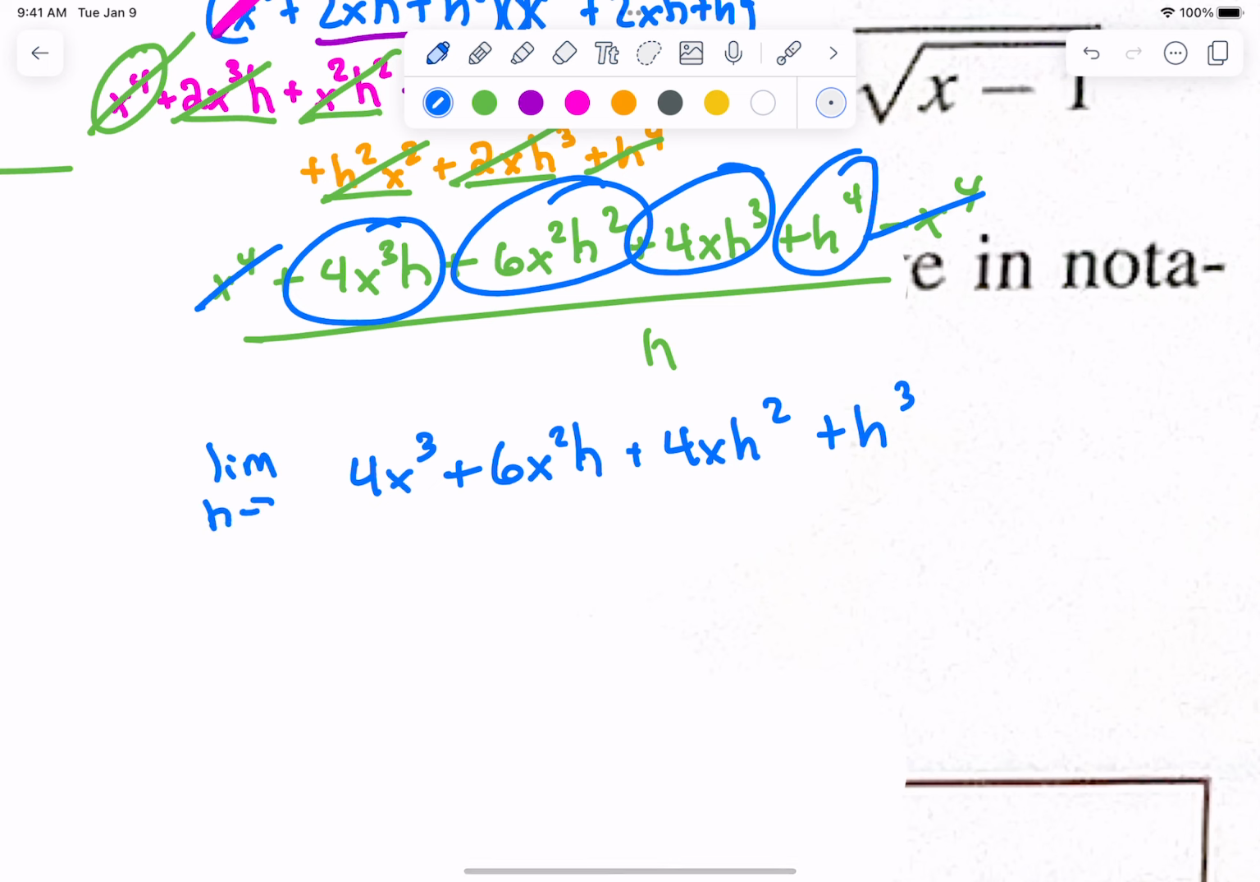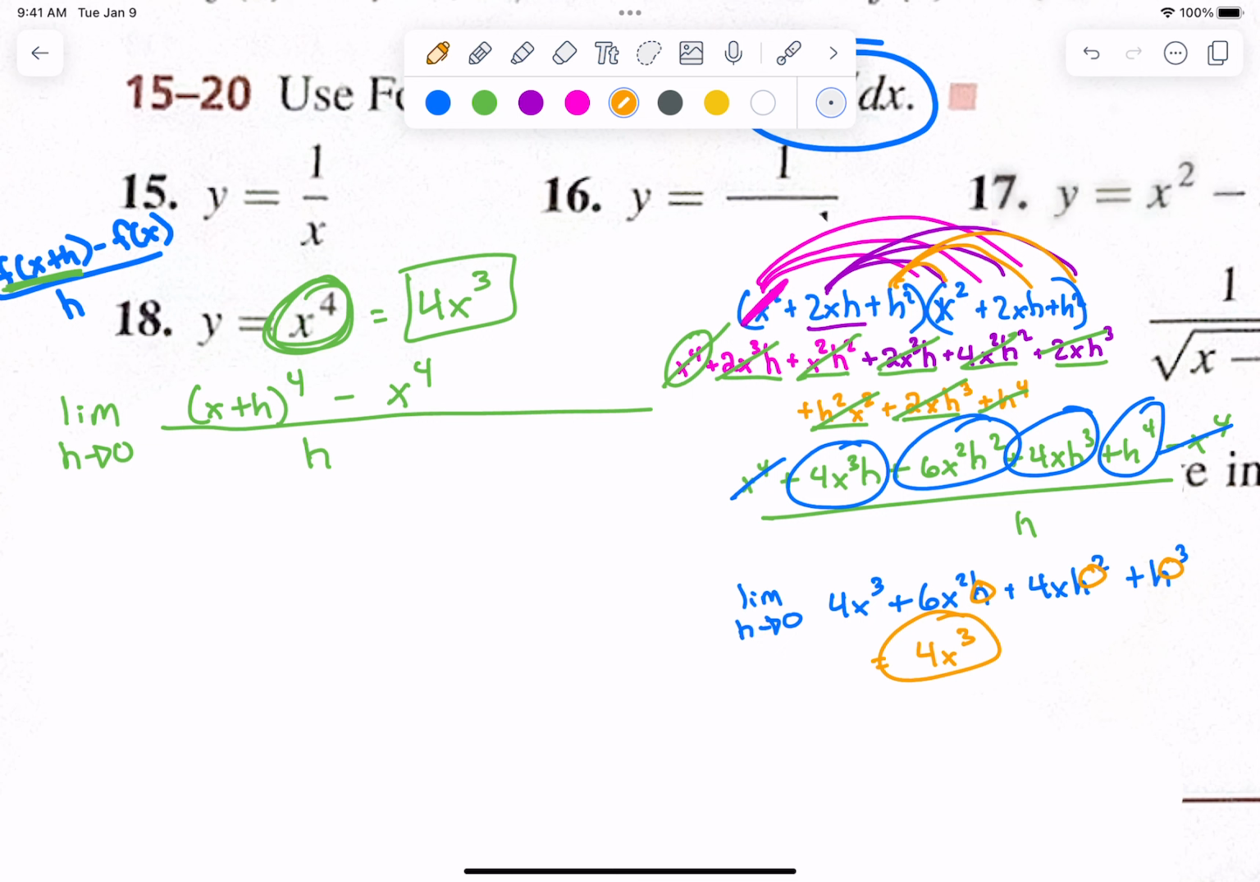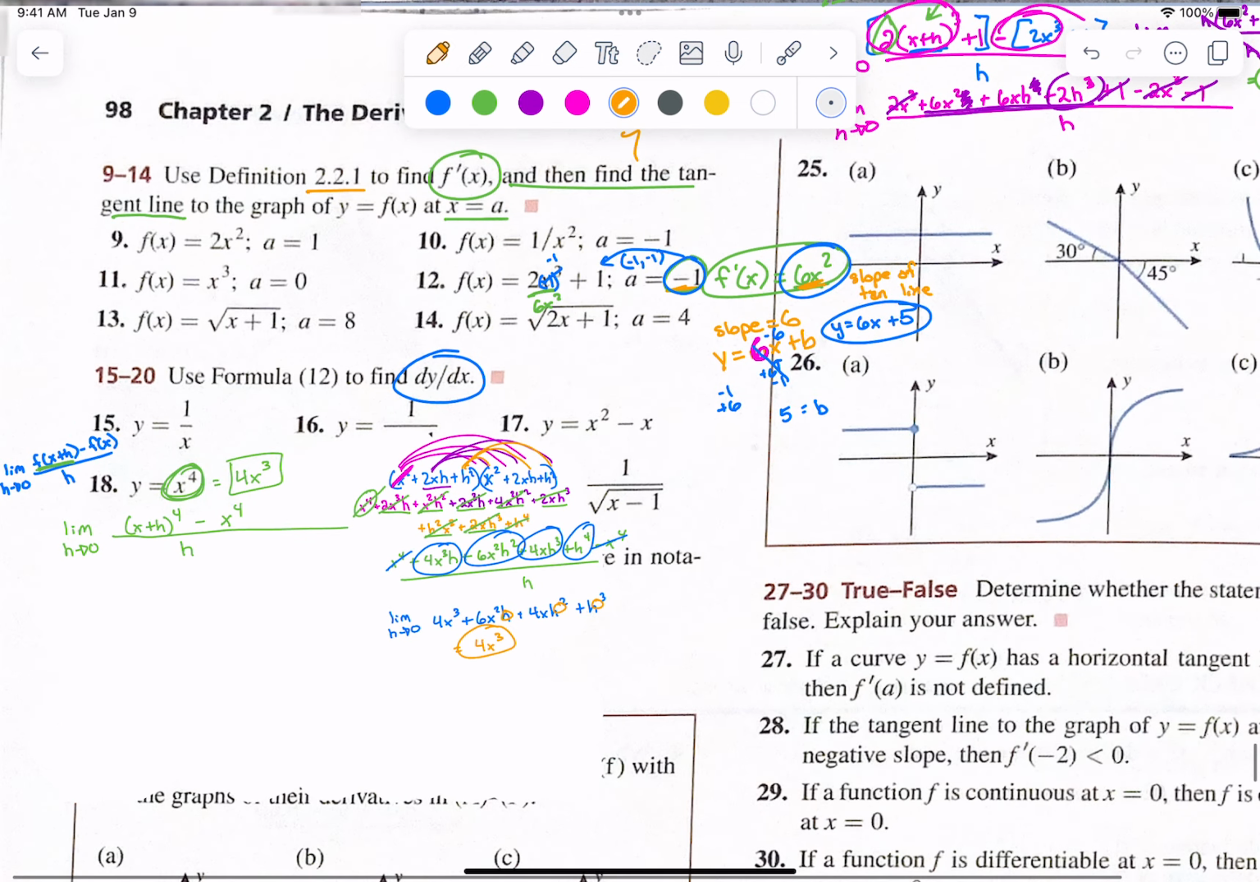Now what? The limit as h goes to 0, so we plug 0 in for all the h's. 0, 0, 0. What's my limit, or what's my derivative? 4x to the third. Hey, look at that. And we know from the power rule that that's right.